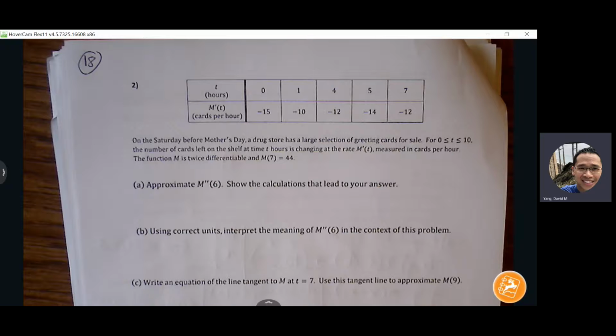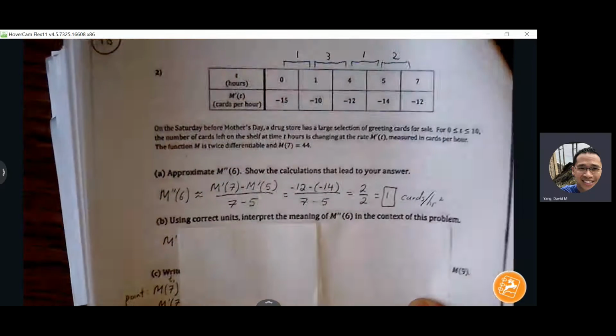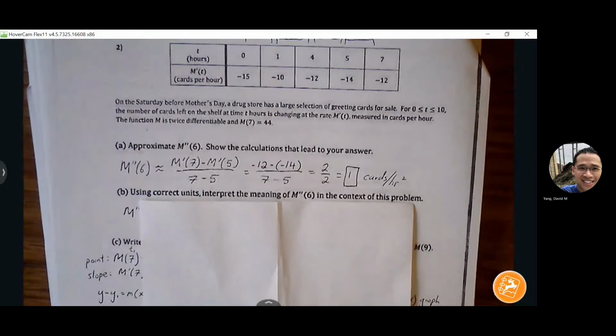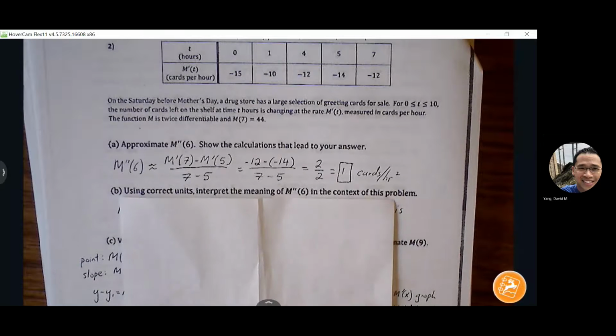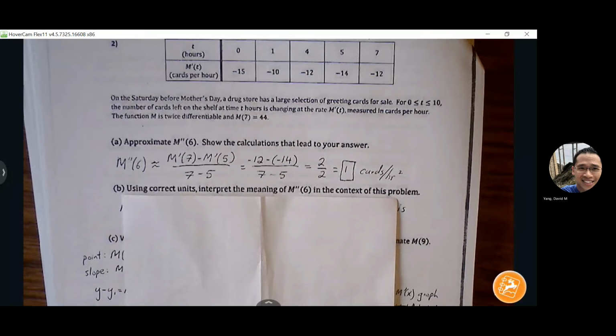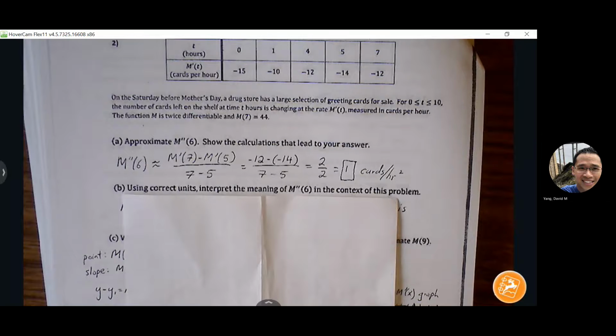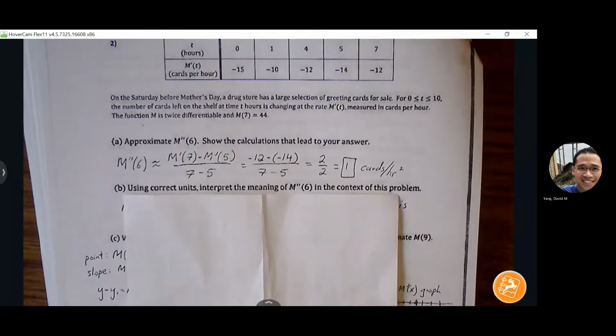And what's our unit of measure going to be? Yeah, cards per hour squared. Okay, careful. Watch out for your negatives there. Make sure you keep track of them. You get a positive rate there.